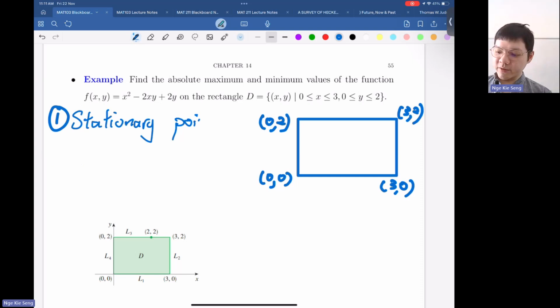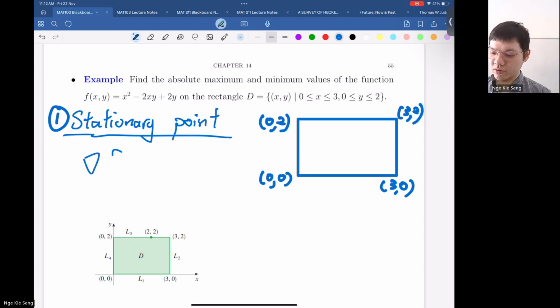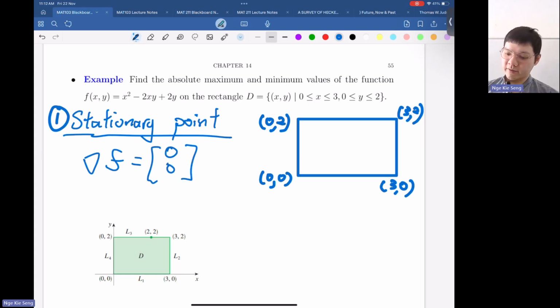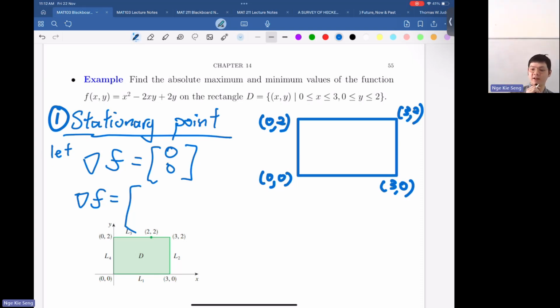Stationary points means the gradient vector has to be equal to the 0 vector. So you need to let nabla f equal the 0 vector. But what is nabla f here? Differentiating with respect to x, what do you get? x, with respect to x first.